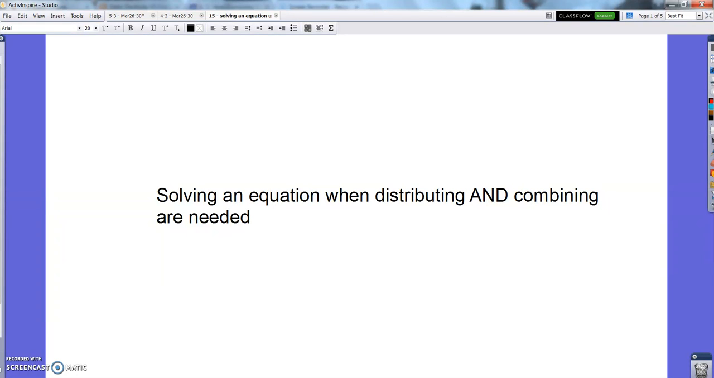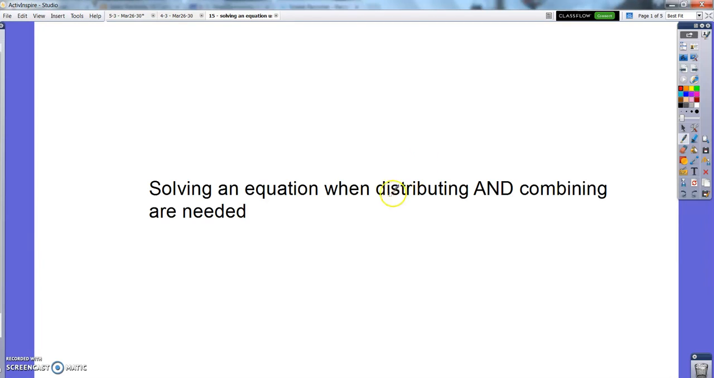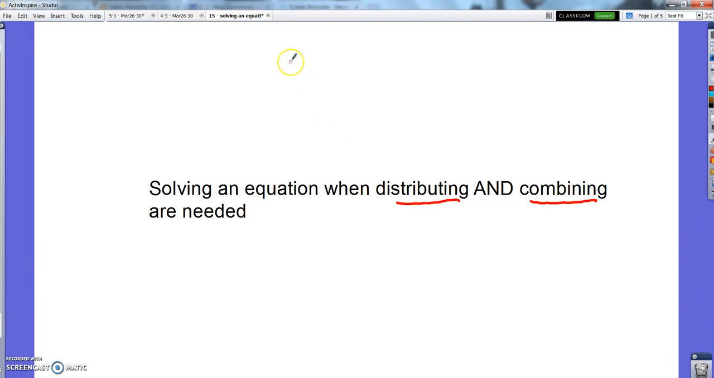Alright, advanced math. I'm going to take this whole solving an equation thing out to a pretty tough level today. So be ready for me. We're going to solve equations today when distributing and combining are both necessary. Make this the title of your next page in your math notebook. We're going to need a lot of concentration today. So close it up after that.